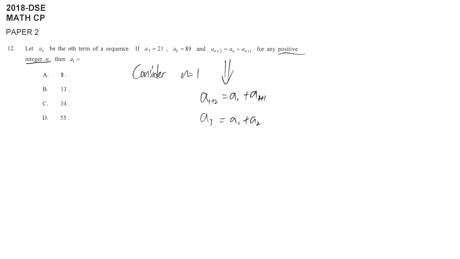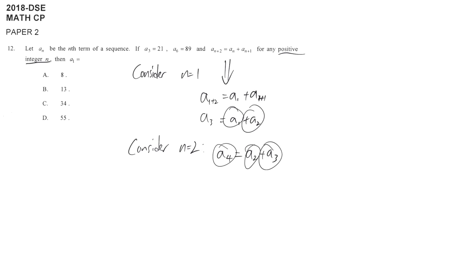Or how can you get a3? That means you use the previous two added together. Similarly, if we consider n is equal to 2, that means a4 is equal to a2 plus a3. The fourth one is the previous two added together. That's the logic.